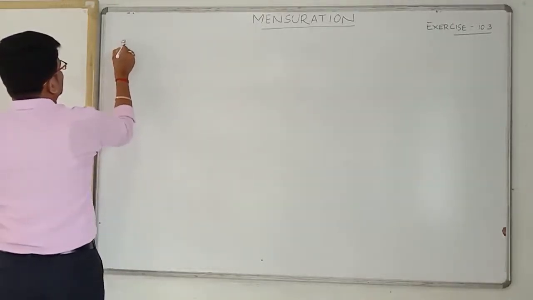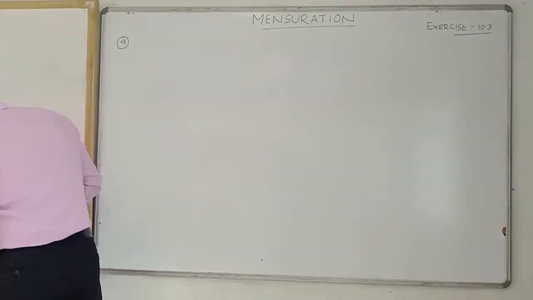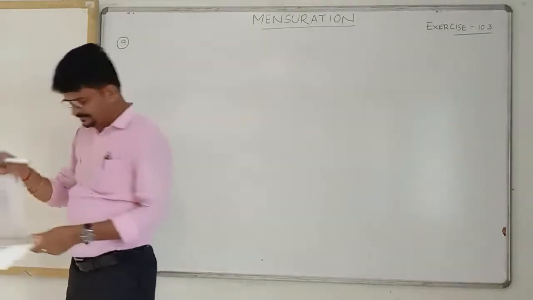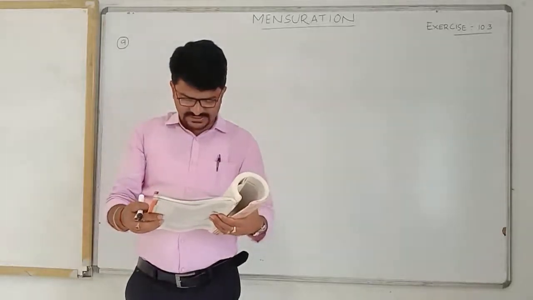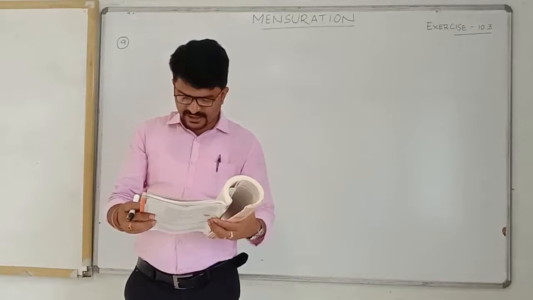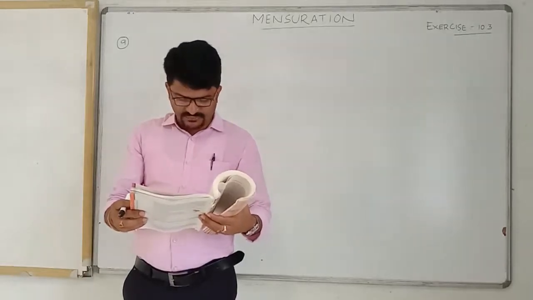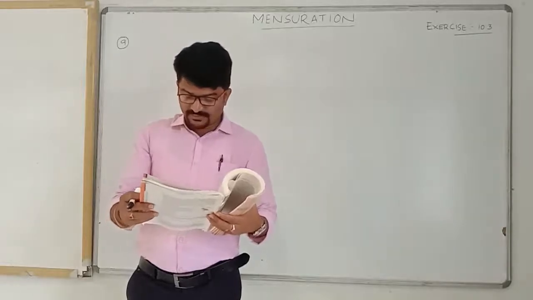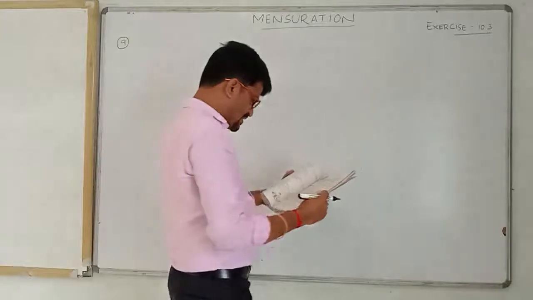Okay, let me explain the ninth problem. What is this ninth problem? 5 square flower beds, each of side 1 meter, are dug on a piece of land 5 meters long and 4 meters wide. What is the area of the remaining part of the land?